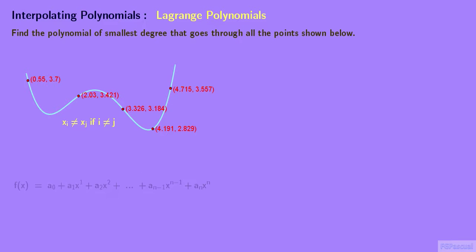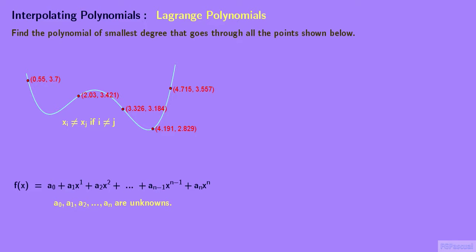Let the polynomial function be given by f of x equals a sub 0 plus a sub 1 times x to the first power all the way through a sub n times x to the nth power. Here, a sub 0, a sub 1, all the way through a sub n are the unknown constants that we will solve for.